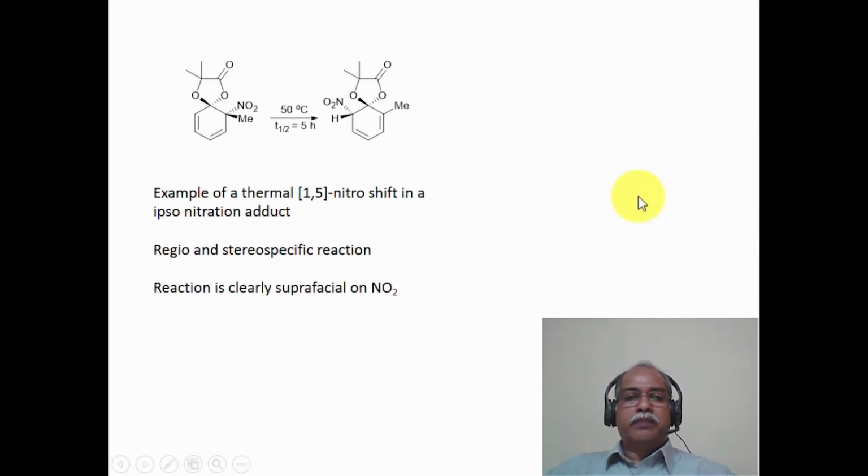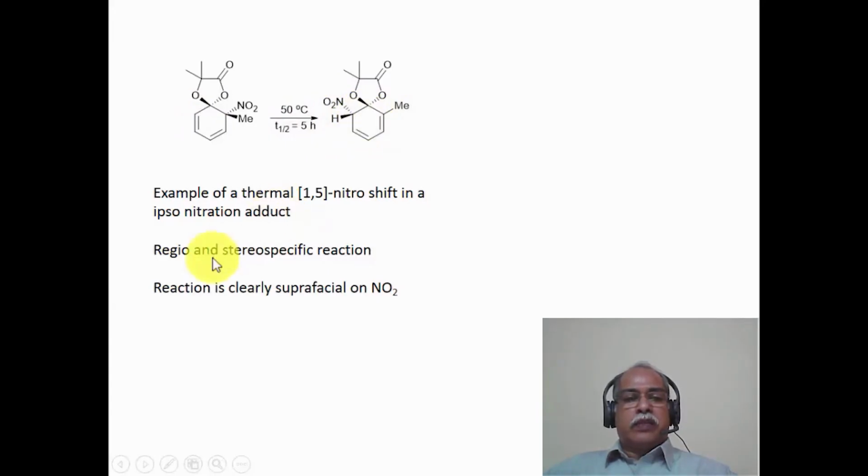Here is a rare example of a migration of a nitro group in a 1,5 shift. This is an ipso nitration product. The ipso nitration product has the nitro group attached to this particular carbon. Remember, the stereochemistry is such that the nitro is behind, and what is projecting in front of us is the methyl group. And during the course of the rearrangement, the nitro remains suprafacial with respect to the pi framework, so it remains interior, and the hydrogen which was originally here now is pointing towards us, for example.